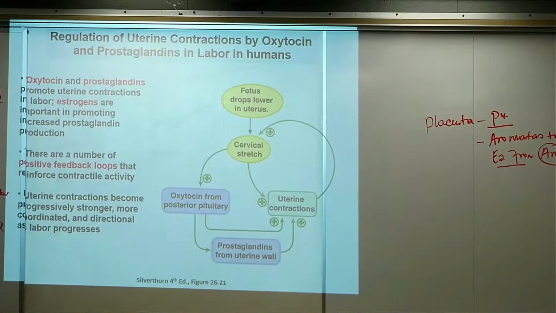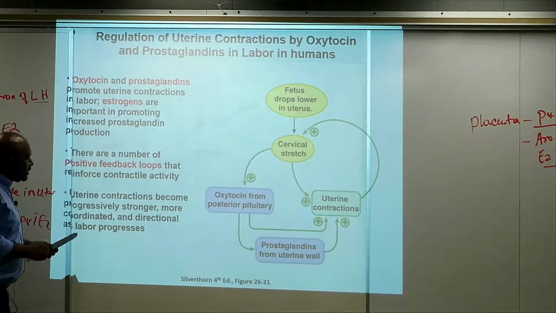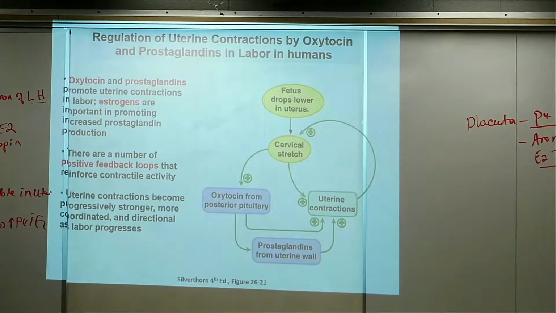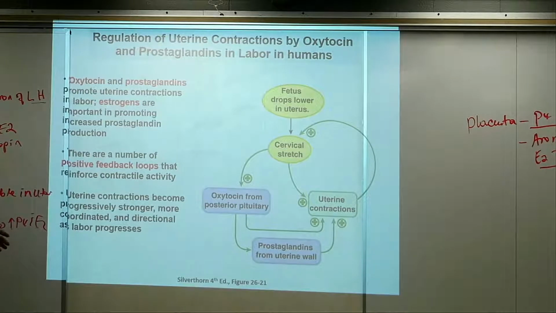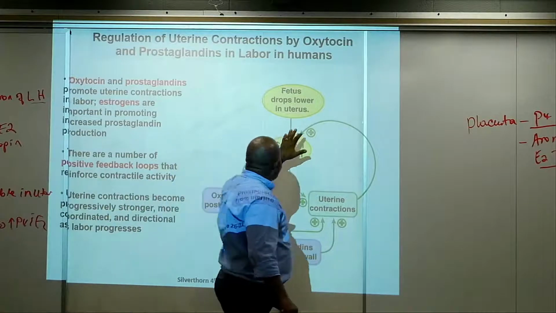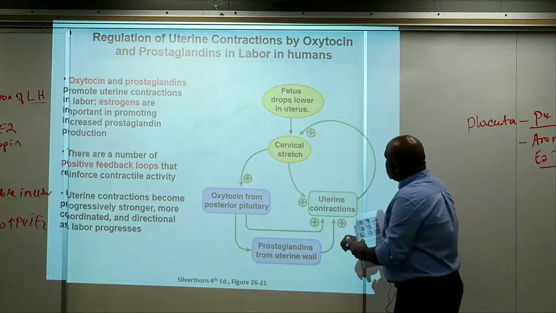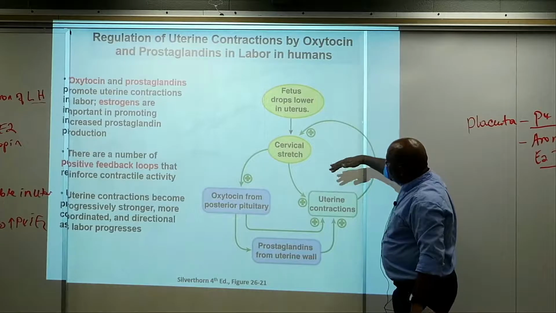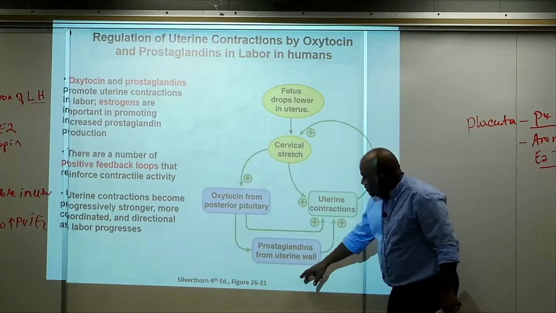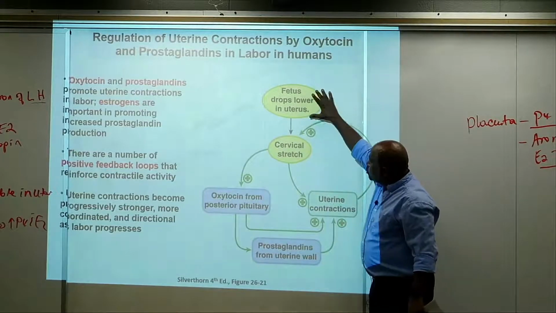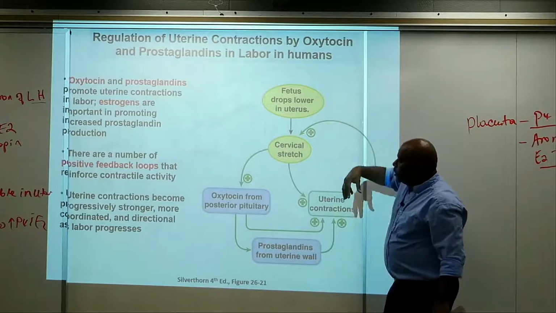So the other important event in reproduction is the so-called parturition. Parturition is a process of delivery of the baby after the pregnancy period. So the first important event in the parturition is that through the progress of pregnancy, at the end of the 9 months period of pregnancy, there is a drop of the fetus to the lower part of the uterus.